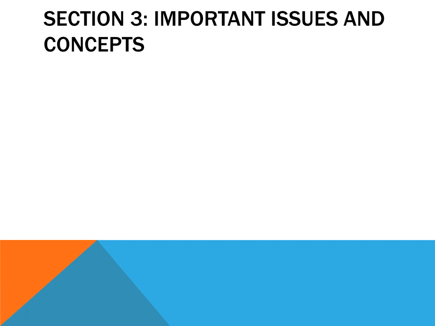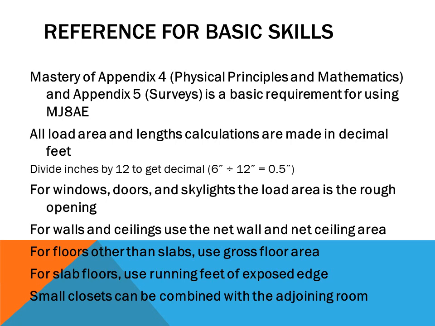Section 3 of the Manual J goes over things that we need to consider. So Section 3 will go through its important issues and concepts. We need to have basic skills as we go through this. As we do a survey and go through the calculations, we use basic math. There's no big thing. So filling out the charts to determine square feet of a house and also cubic feet is using those things to determine that. So follow each step to be able to determine these numbers.